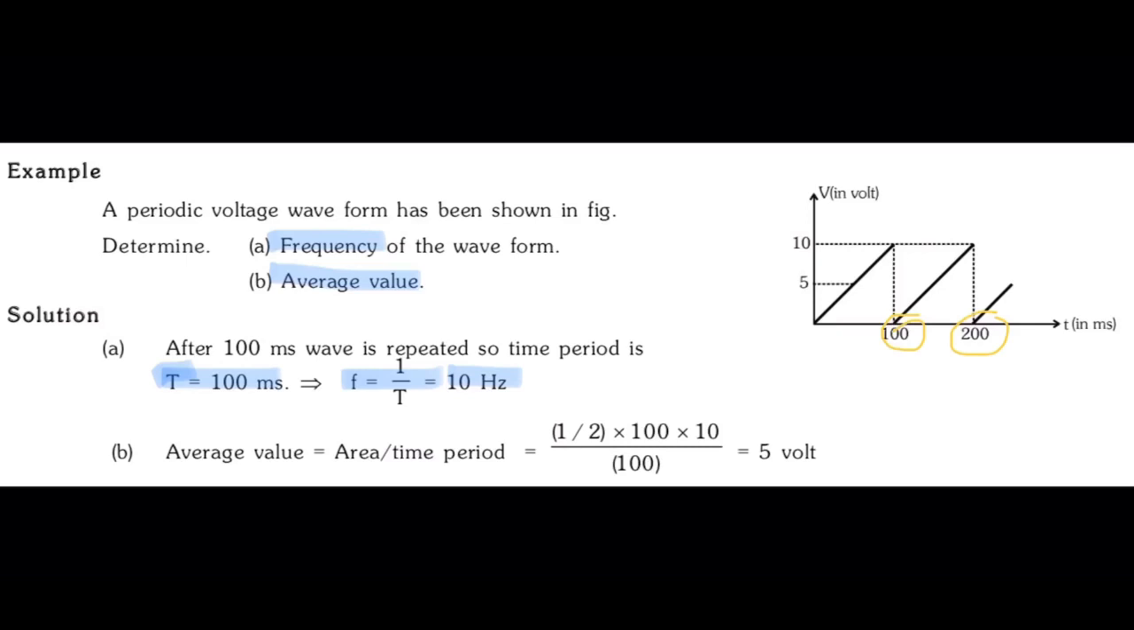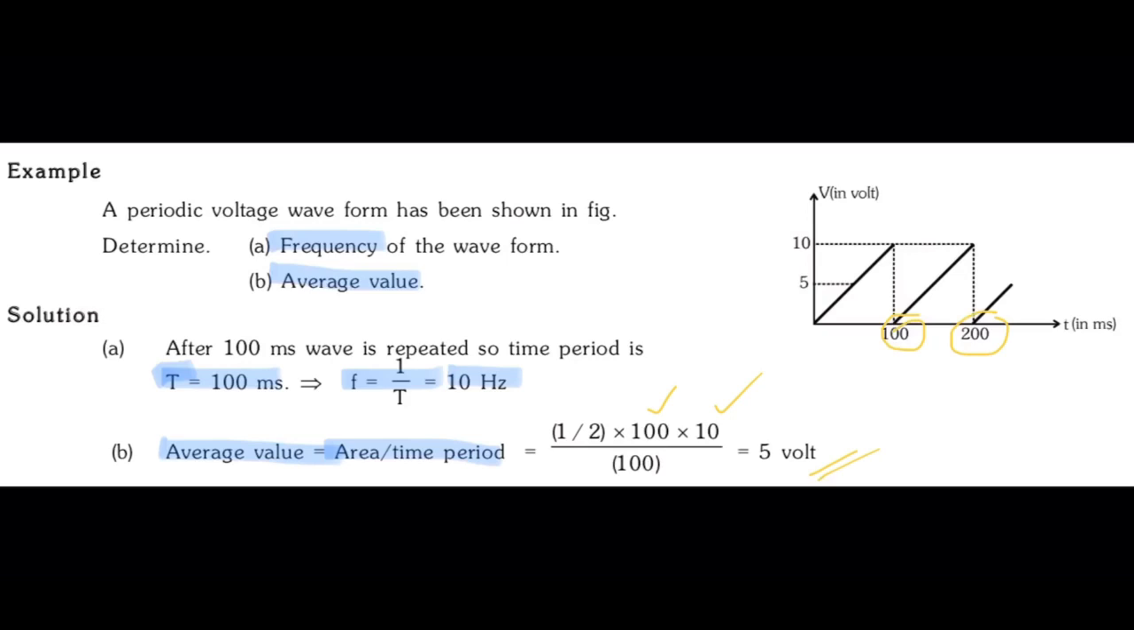Now once it comes to average value, they have asked what the formula is. Average value equal to area by time period. So what is the area? Area of this graph, you can see this is a triangle, so you can use the formula half into base into height, and that's what you are seeing over here, half into base into height over time period. Time period is 100, thus you get 5 volt over here.